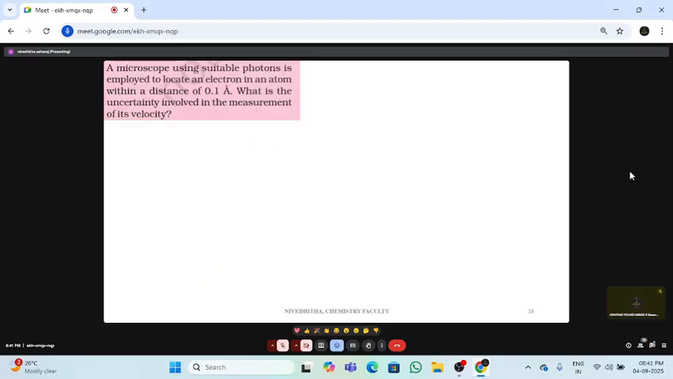A microscope using suitable photons is employed to locate an electron in an atom within a distance of 0.1 angstrom. What is the uncertainty involved in the measurement of its velocity? From which concept is this question asked? Heisenberg. Very good. So what is the only formula we know which includes velocity and position?